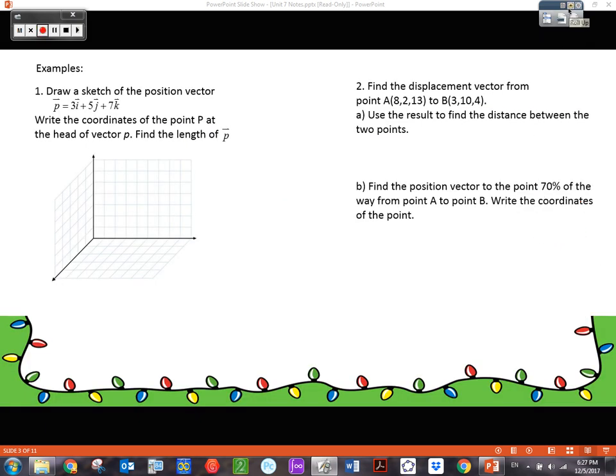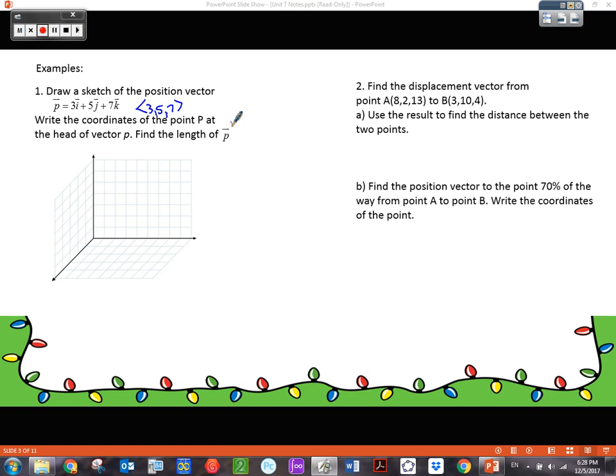Okay, so let's look at our first example. We are asked to draw a sketch of the position vector 3i plus 5j plus 7k. You recall a vector written in terms of i and j. Now, yes, we get to write a vector in terms of i, j, and k. Isn't that super fun? Or we can put it in component form if we wanted to. 3, 5, 7 would be our component form. Those are just the two different forms that we have, in terms of i, j, k or component form.